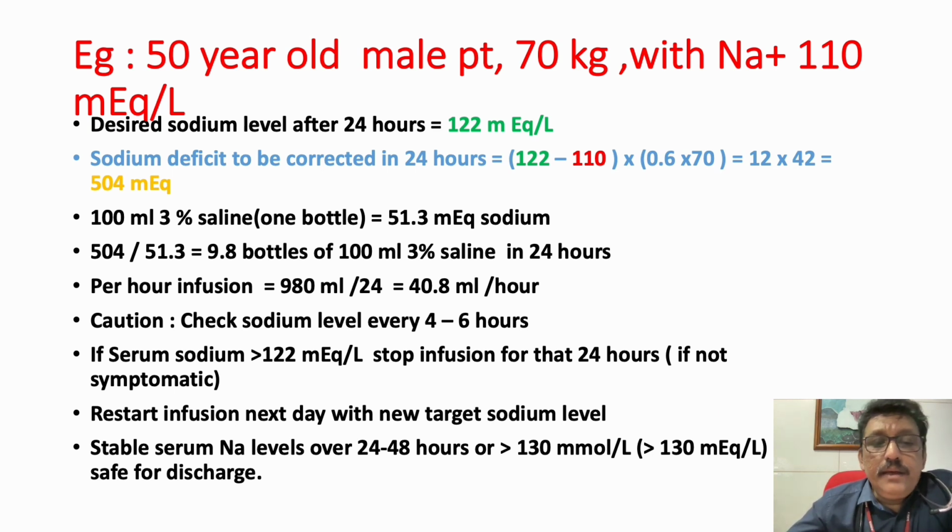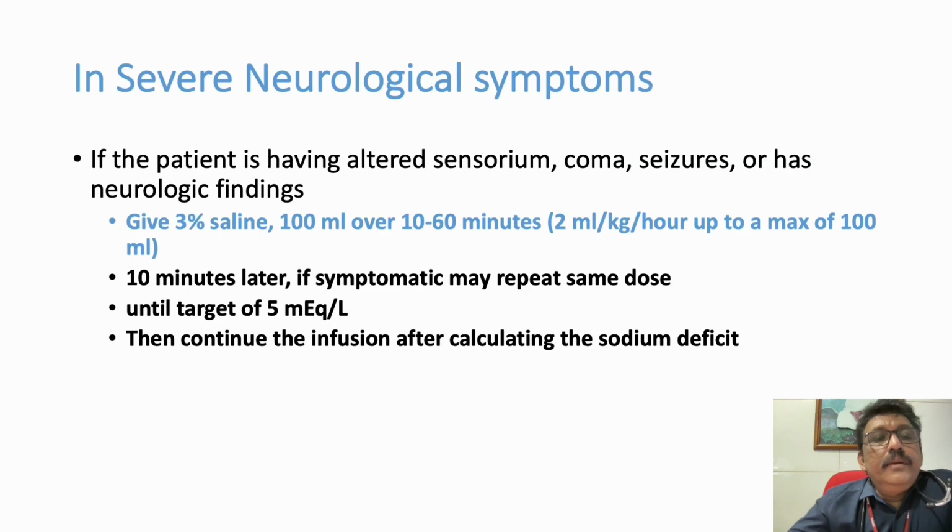So we should be very careful in correcting sodium. But in severe neurological symptoms, like when the patient is having deep coma or seizures, we can give 3% saline 100 ml over 10 to 60 minutes, 2 ml per kg per hour, up to a maximum of 100 ml, and repeat the dose if the patient does not improve. So that can be given.